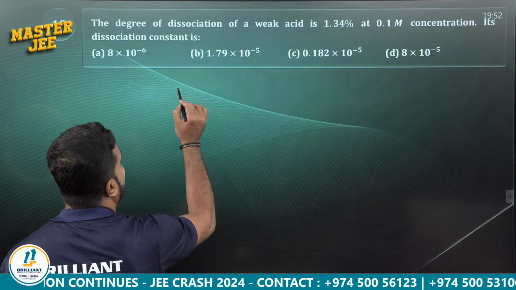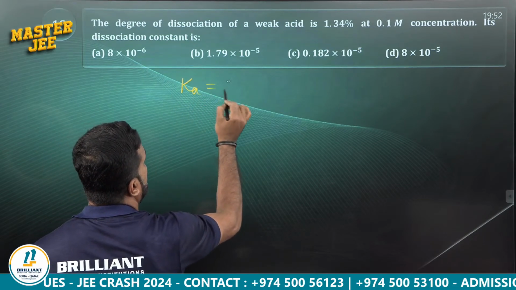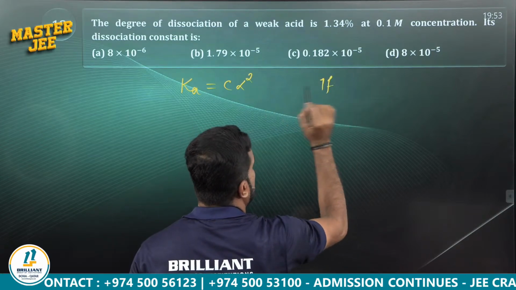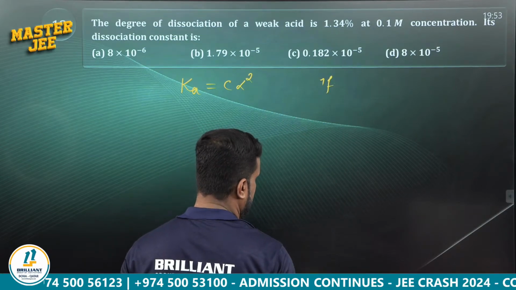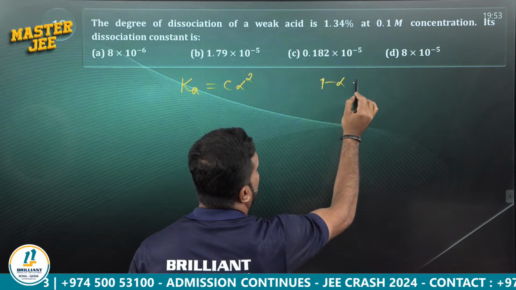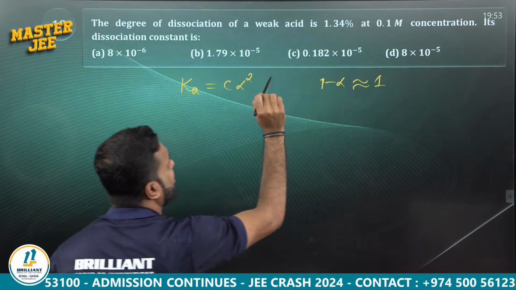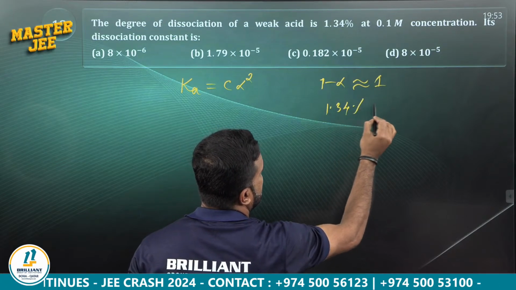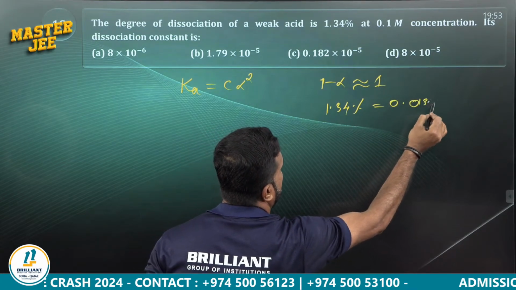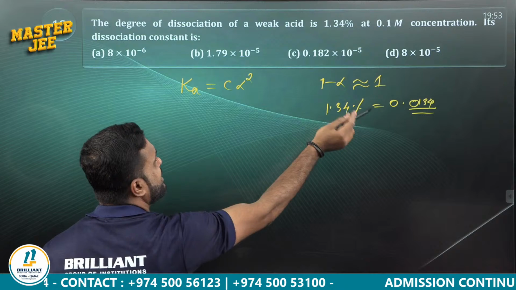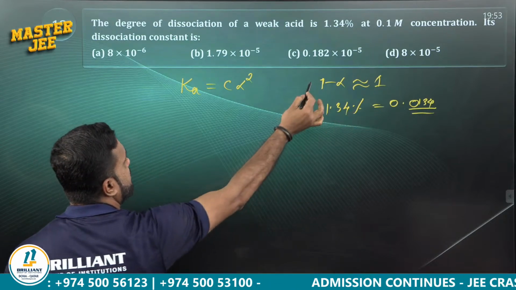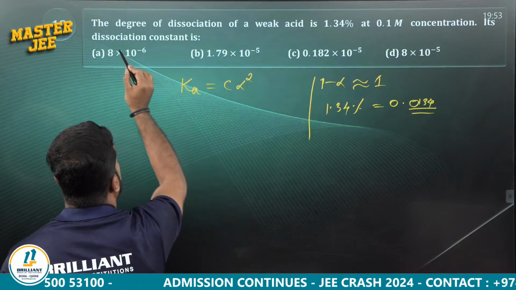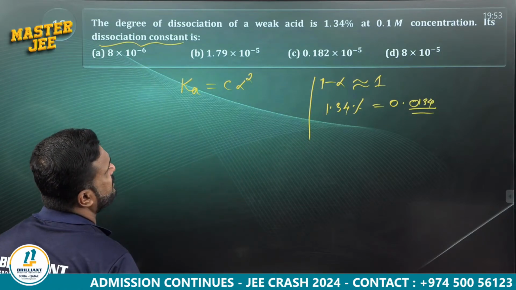We know that for a weak acid there is a relationship Ka equals C alpha squared. If you know the alpha value, then 1 minus alpha for a very weak acid is approximately equal to 1, because alpha is very small, 1.34 percent, which is 0.0134. So 1 minus alpha is approximately 1, because it's a very weak acid, so we can write Ka equal to C alpha squared. I think they are asking to calculate Ka only, the dissociation constant of an acid.